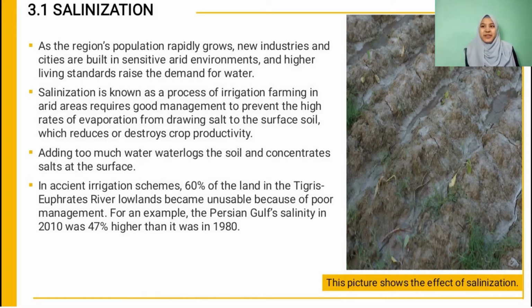In an ancient irrigation scheme, 60% of the land in the Tigris-Euphrates river lowlands became unstable because of poor management. For example, the Persian Gulf salinity in 2010 was 47% higher than it was in 1980.